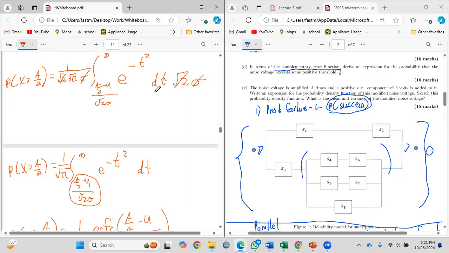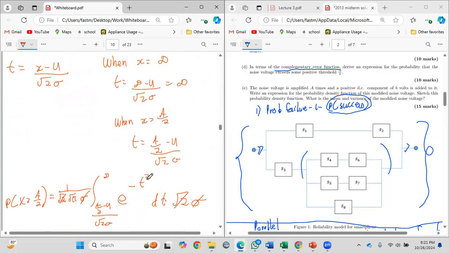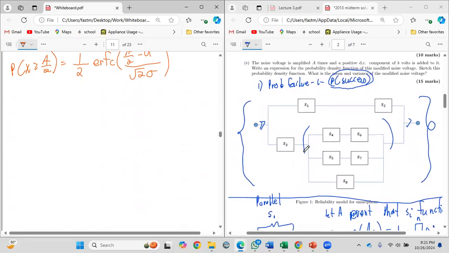Even the CDF is the same thing. Just change the limits. Instead of going from x to infinity, or in this case a on 2 minus mu on root 2 sigma to infinity, it would be going from mu to x. Everything else will be the same: limits, differentiate t squared, everything is the same because it's the same equation. If you look at it, the two are the same thing, it's just the limits that are different. And that's the proof.